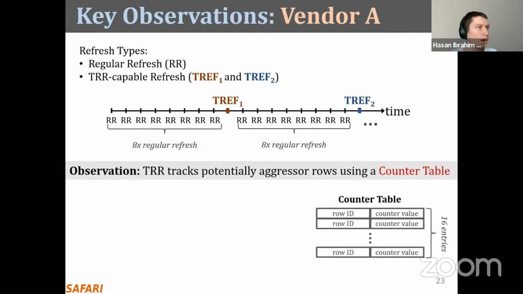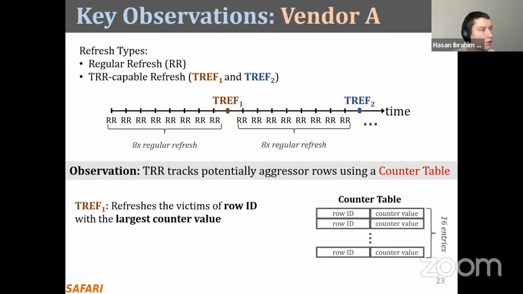Okay, so I'll explain what the difference is between TRF1 and TRF2. So the observation is that the TRR mechanism of this vendor A tracks potential aggressor rows using some sort of a counter table. We suspect this counter table to have 16 entries, and the counter table looks something like this. Each entry consists of a row ID, so this is the row ID of the potential aggressor row, and some sort of counter that indicates how many times this row has been activated.